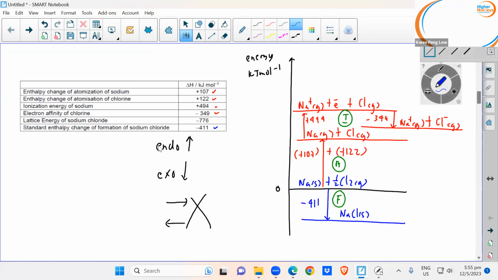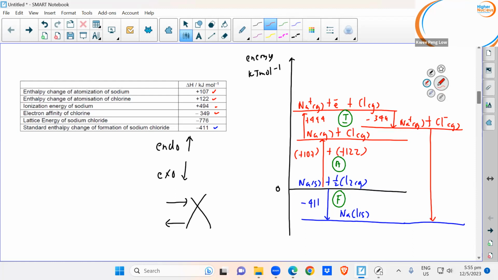Okay. And lastly, my sodium plus gas plus chloride, all the way down. This is my lattice energy. This is my F. So this is a Born-Haber cycle in an energy level diagram manner, which is a little bit more complicated because of the up-down arrows. Okay.